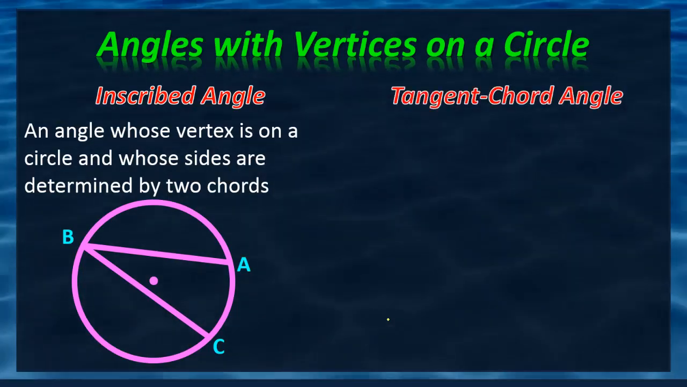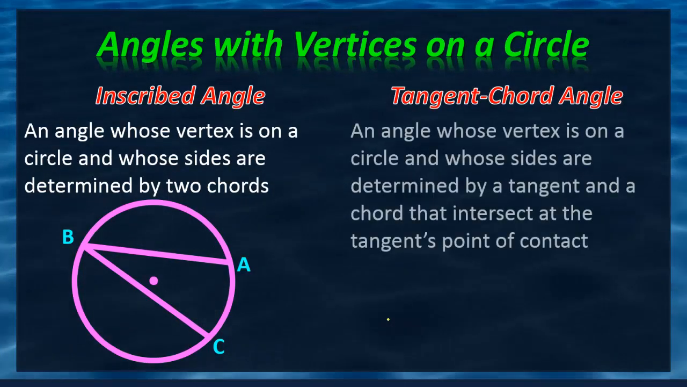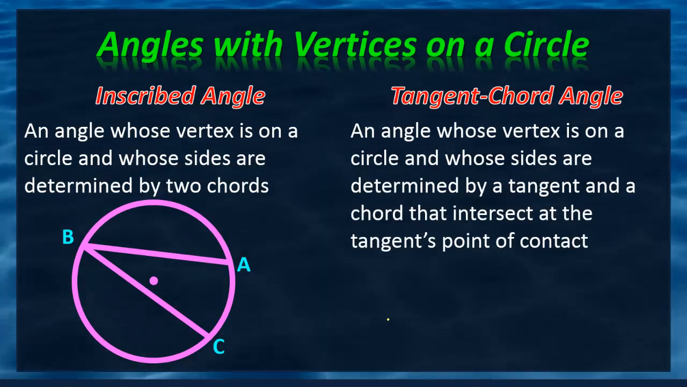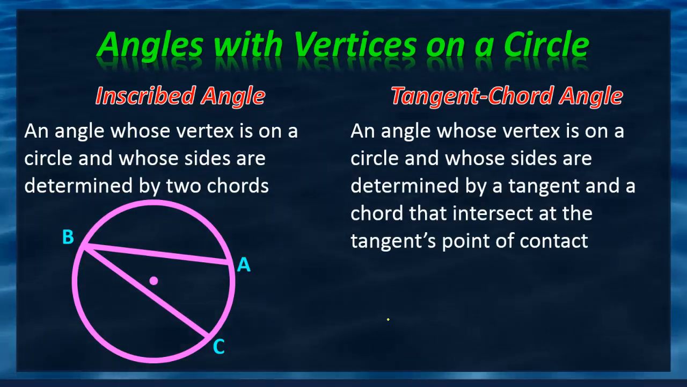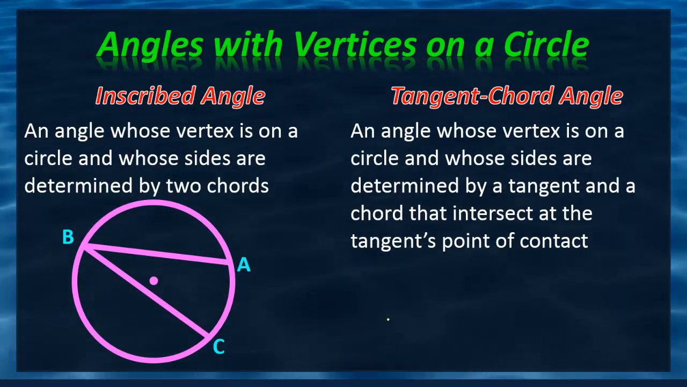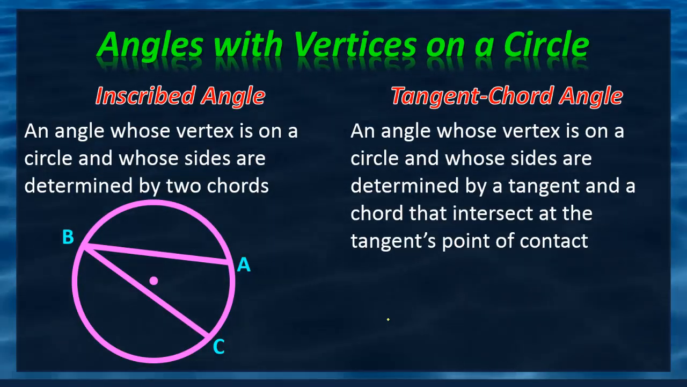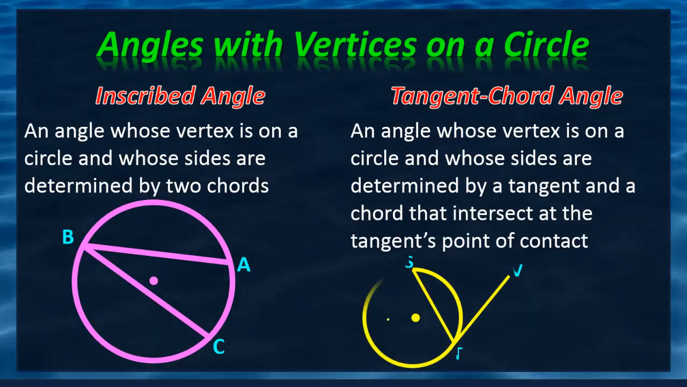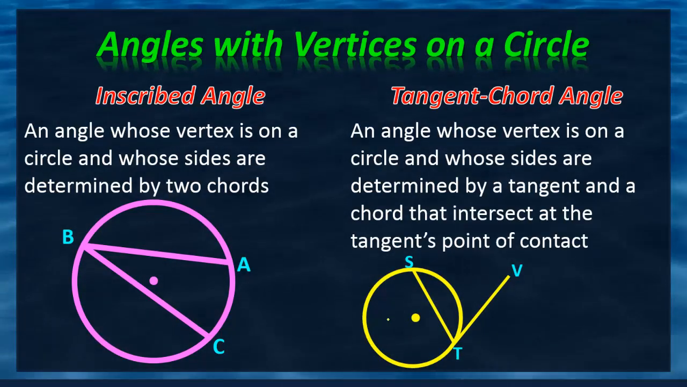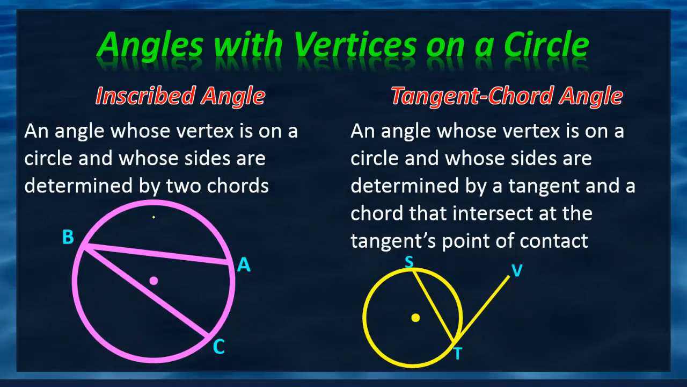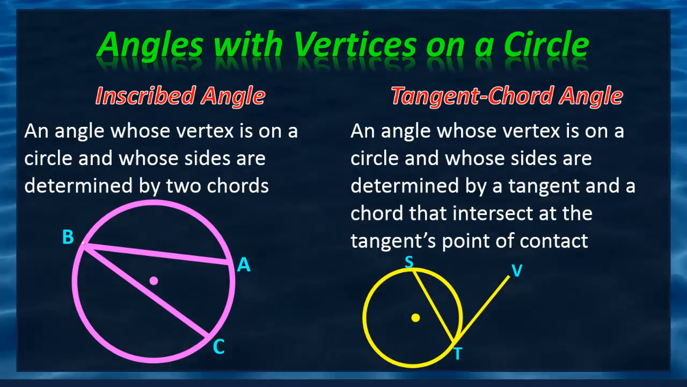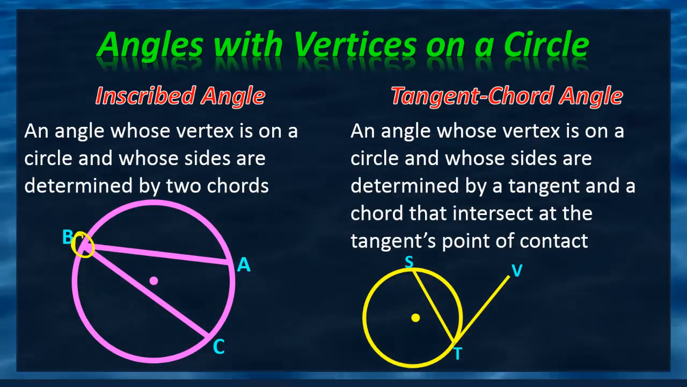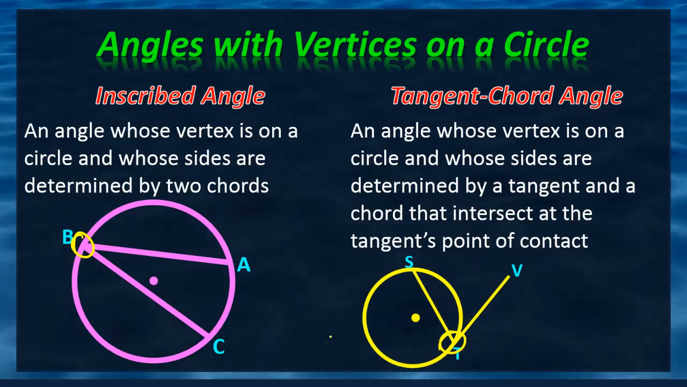And then you also have tangent chord angle, which is similar. It's an angle whose vertex is on a circle and whose sides are determined by a tangent and a chord that intersect at the tangent's point of contact. All right, so that's this here. Now they look really different, but the key to remember for all of this is look at where the vertex is. Vertex is on the circle. Vertex is on the circle.